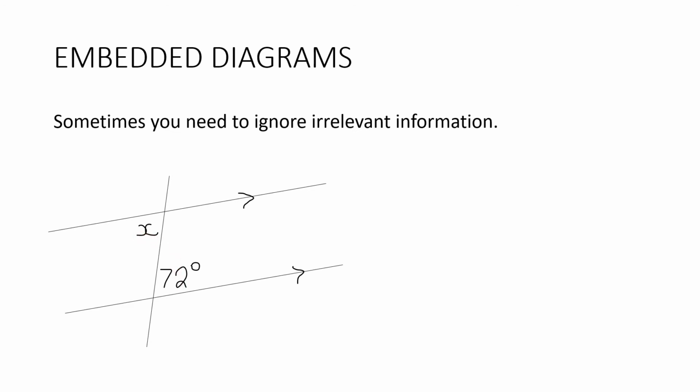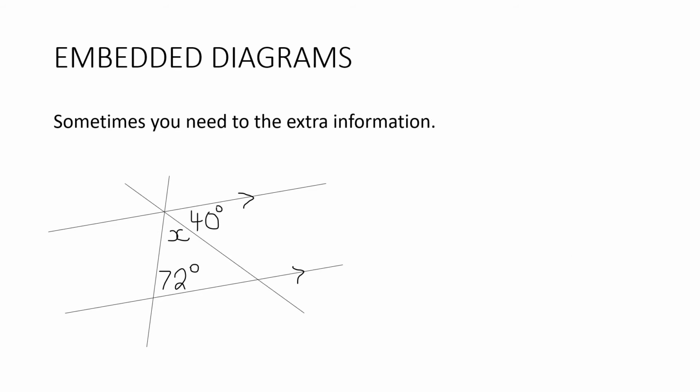So they're alternate angles, and alternate angles are equal. So x is equal to 72 degrees, and there's our reason: alternate angles in parallel lines. But sometimes we do need the extra information.